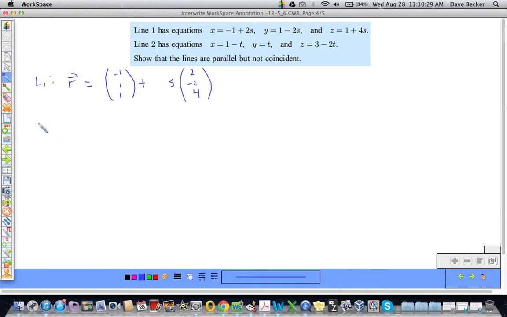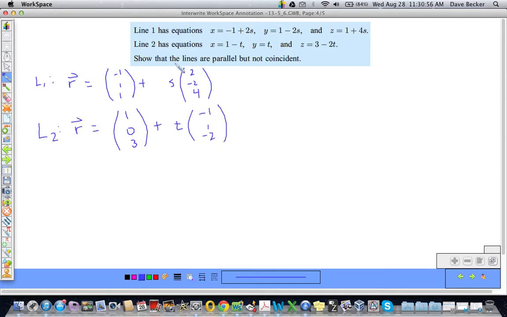And then line 2 is going to be r equal to <1, 0, 3> plus, now I have to use a different parameter, that's why I started with s, so I'm going to use t, t times <-1, 1, -2>.